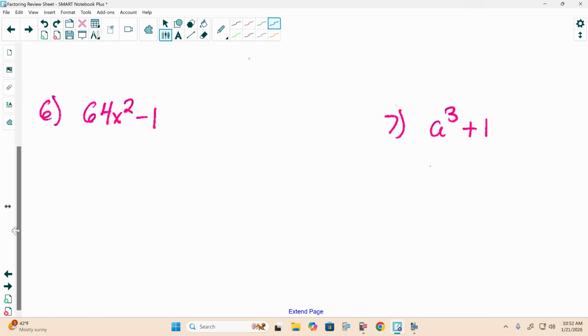64x squared minus 1. Now this does look like it's a possible difference of perfect squares because we only have 2 terms that are being subtracted. And it will be if these 2 can be rewritten as something times itself, if they're both perfect squares.